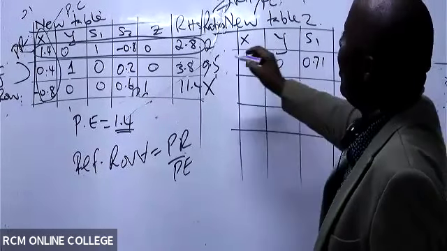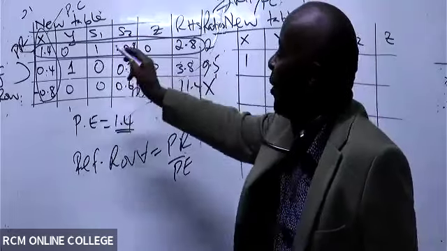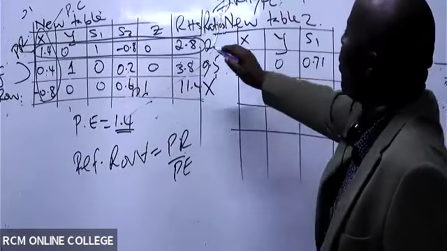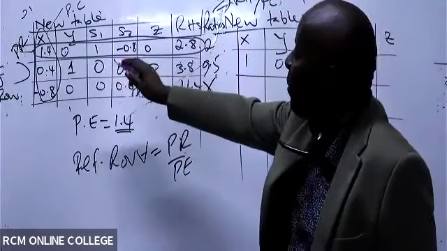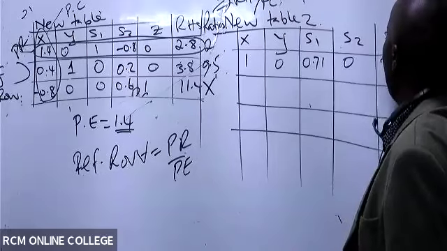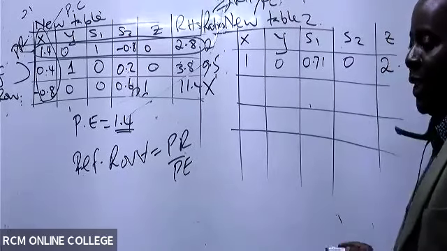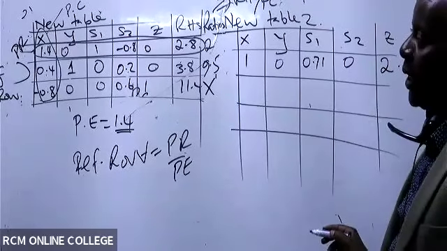How about this one? This one will be 0 divided by 1.4, which gives me 0. This one will be 2.8 divided by 1.4, which gives me what here, somebody? Which gives me 2.